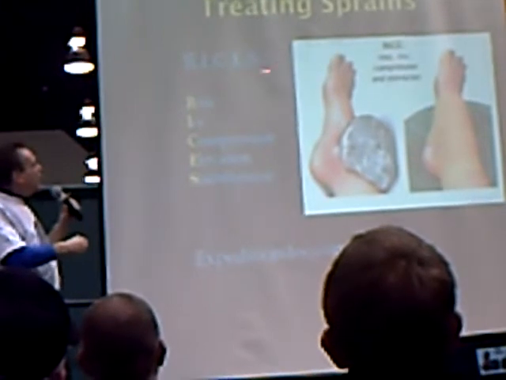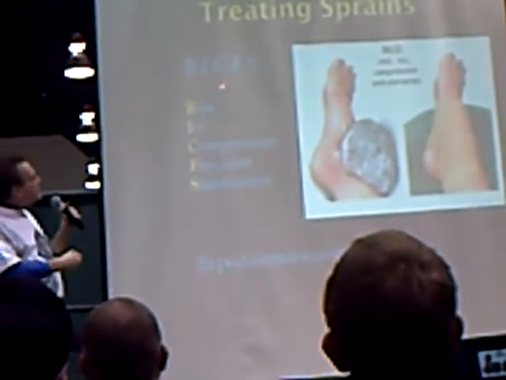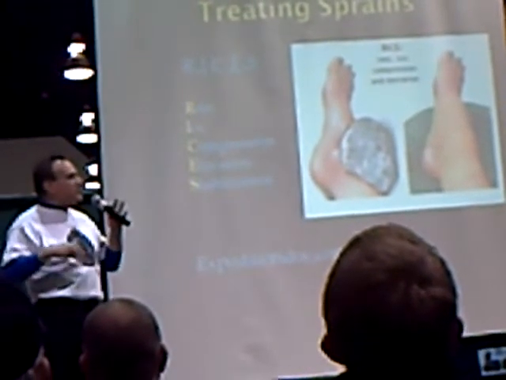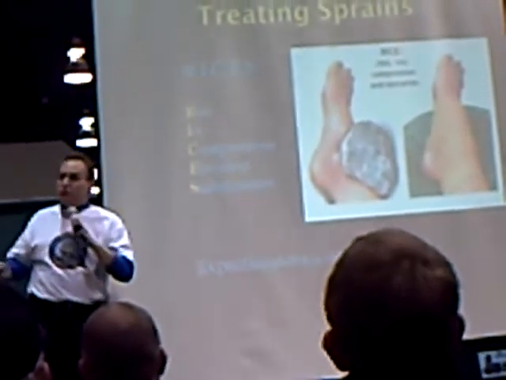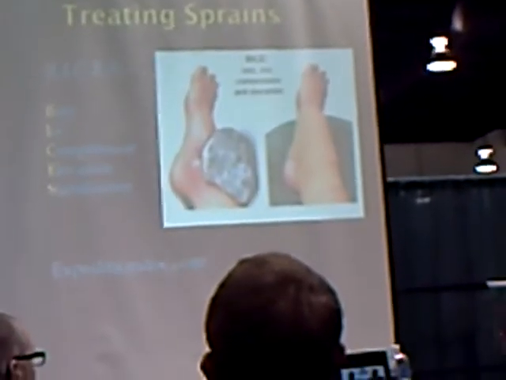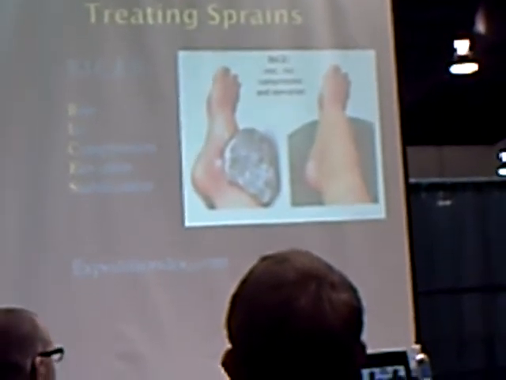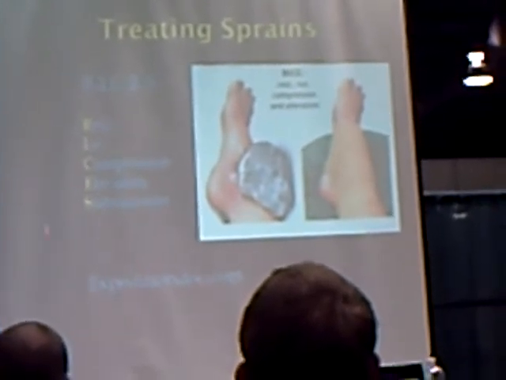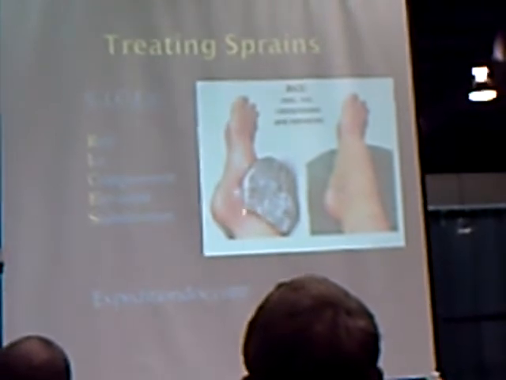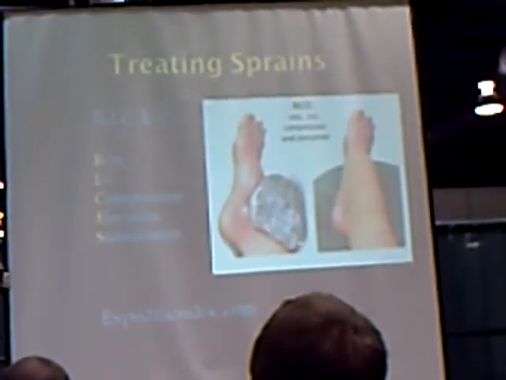Basically, that stands for rest. What you want to do is stop doing whatever you're doing that caused you to sprain your ankle, for example, in this particular case. If you don't rest an injured area, it will never heal. Of course, you're going to want to place ice on that area. Ice will help reduce the swelling that occurs from the injury.